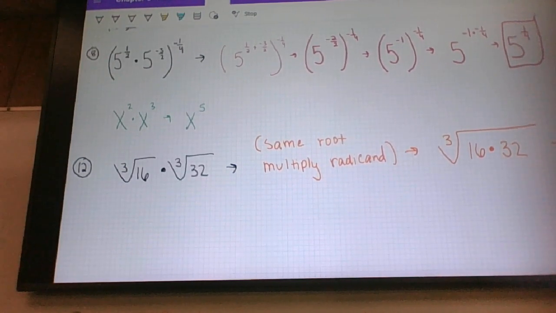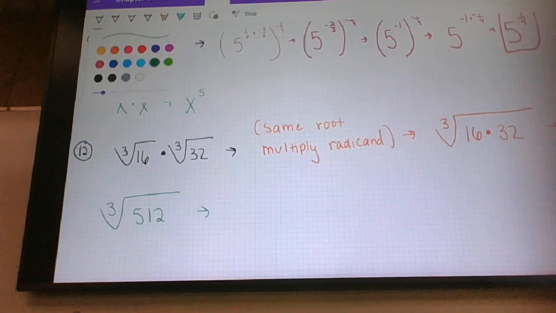Yeah, Isabella, will you tell me what 16 times 32 is? Okay, now I think that that might be 8 to the 3rd power. I could be wrong. What's 8 to the 3rd power?